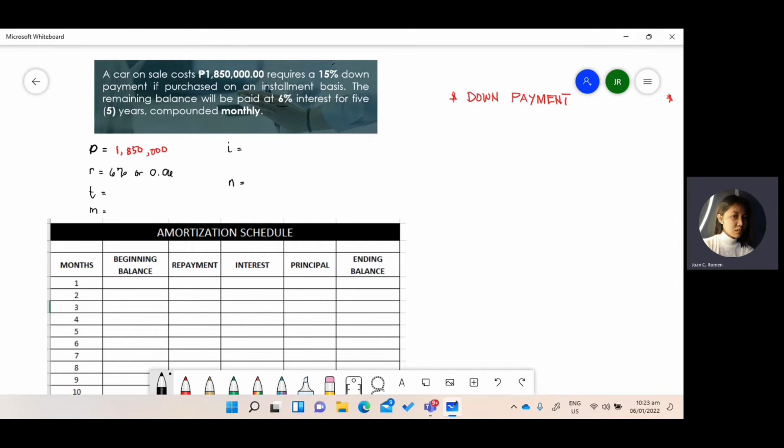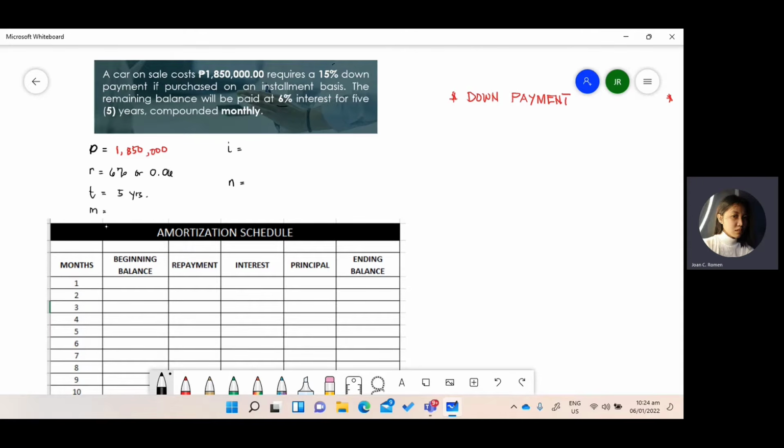So, bakit po hindi 15%? Again, yung 15% po ay for down payment. This is not for the interest rate. And then, the value of T is 5 years or 5.